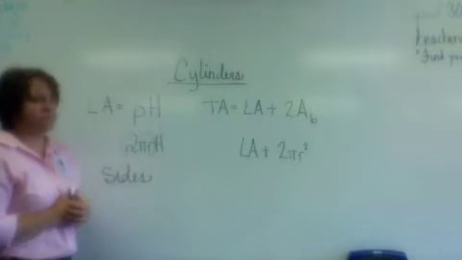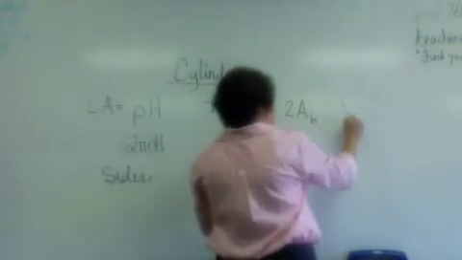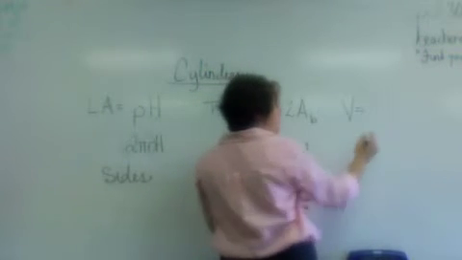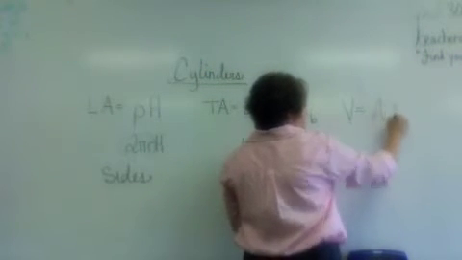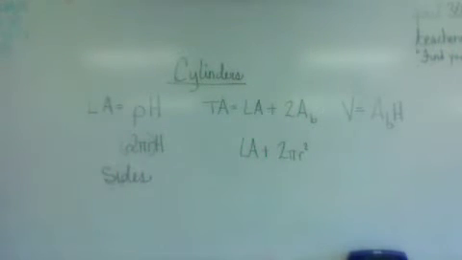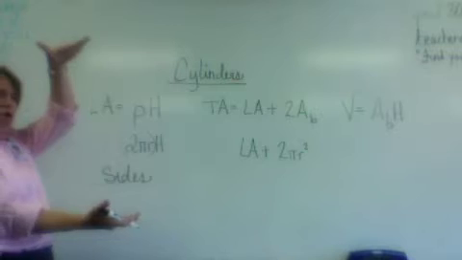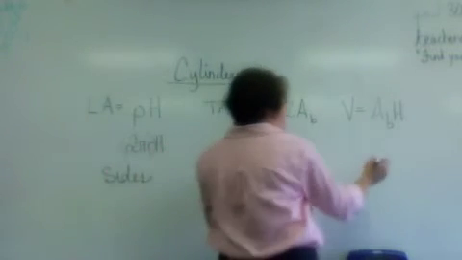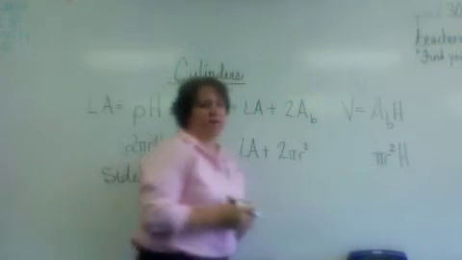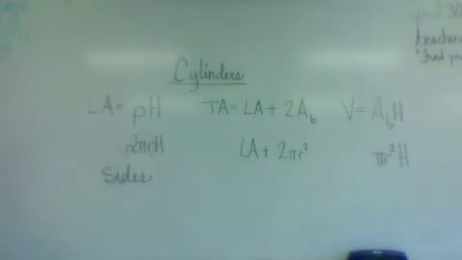Total area. And then finally the volume. The general formula that applies to all prisms is the area of the base times the height of the object. That's when you stand it on the base, how tall is it? The specific formula, its base is a circle, so it's the area of a circle times the height. Everybody make sure you have this down.